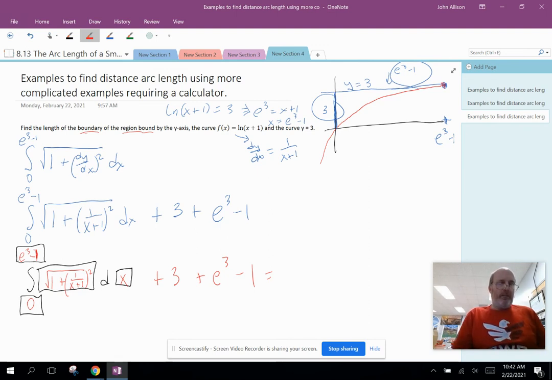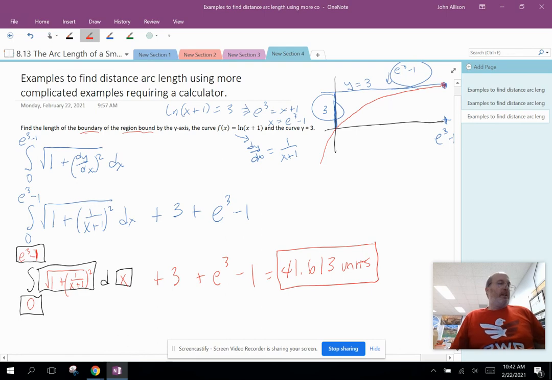And the calculator is going to give me a figure, and it gives me 41.613 units. And again, if you had a contextual problem, you would want to put the appropriate units there. But that's how we're going to do these find the arc length for 8.13. Final video.